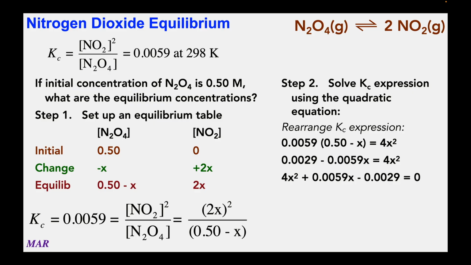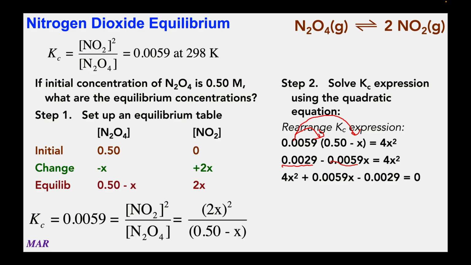Now, 0.0059 will multiply by both 0.50 and minus x. So when you look at this long enough, the 0.0059 is going to be multiplied by 0.5, and that's where this number comes in, 0.0029. But it's also going to be multiplied by minus x. So you can see right there, you've got a minus 0.0059x. It's minus x, so that's where the negative comes from. And all of that, of course, equals 4x squared.